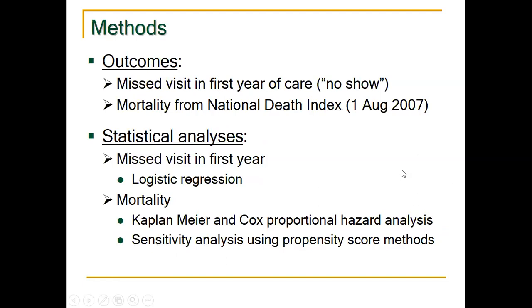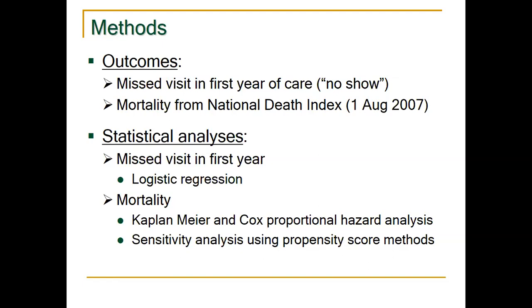Our outcomes, so we had 2 different things. We wanted to say, were there factors that were associated with missing a visit, a no-show visit, and then mortality, and we used the National Death Index. And even with the National Death Index, it's imperfect. There's misclassification. There are folks who are living who are recorded as deceased, and there are folks who are deceased who are not recorded. So recognizing that this is a national index, a national database, but it's an imperfect database.